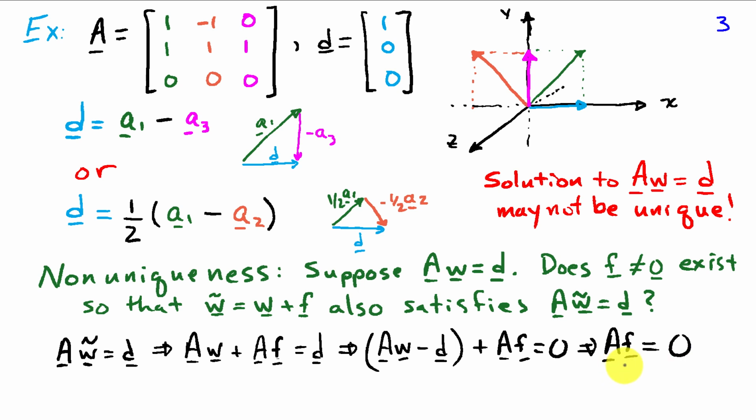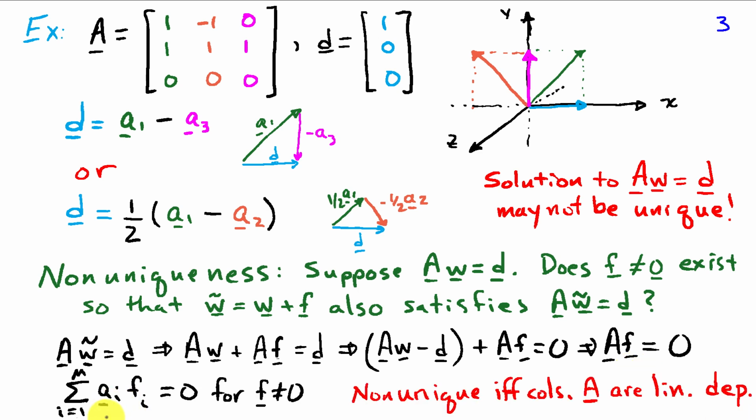Now, A times f is forming a weighted combination of the columns of A. We're saying there's a non-zero f for which a weighted combination of the columns of A is equal to 0. I've written that out. This is the definition of what it means to be linearly dependent. If this sum is equal to 0 for some f not equal to 0, then that means that the columns of A are linearly dependent. So we see that we get a non-unique solution if and only if the columns of A are linearly dependent.